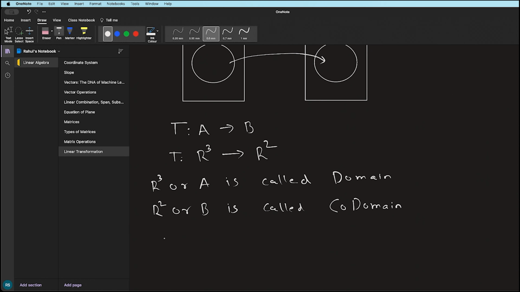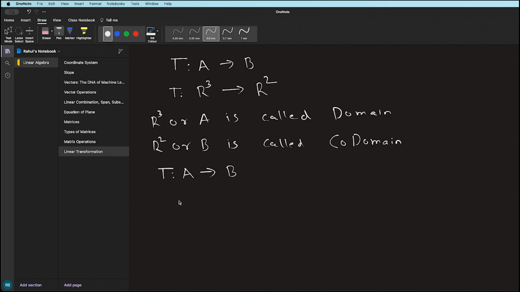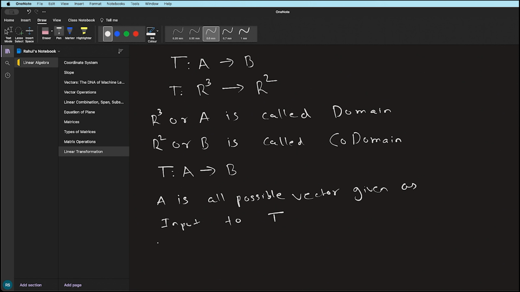So here I can say that transformation T maps all the possible vectors, that is the domain, to the codomain B. So A is all the possible vectors given as an input to T, and B is the set of all possible vectors that A can map to with the help of this transformation T.